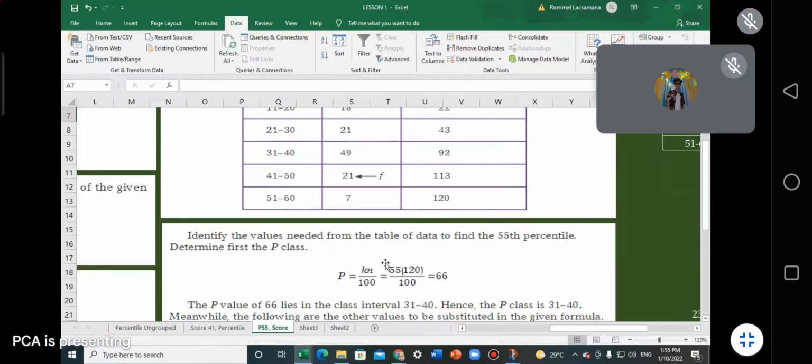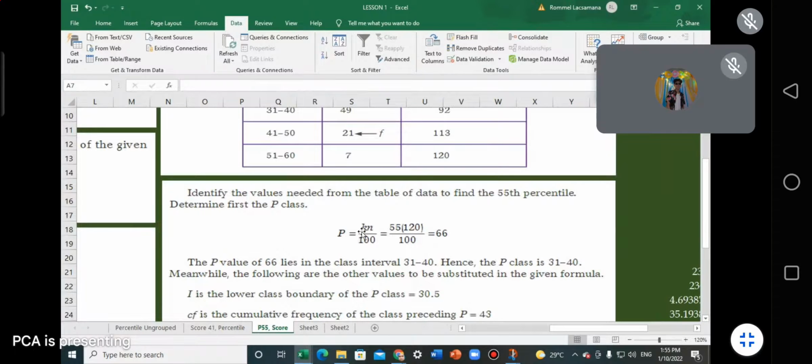Okay, let's go. So K refers to that 55th percentile, no? 55th. And your N is 120. That is actually your class size, or N, number of test takers, or number of scores there. Okay? It's 120 over 100. So if you have that, it's 66.